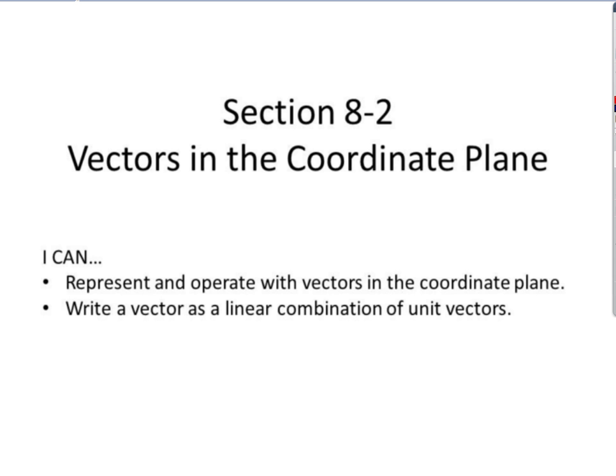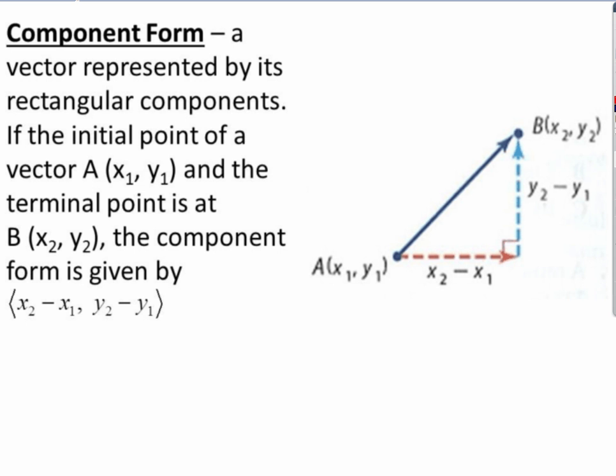This is section 8.2, part A, vectors in the coordinate plane. Your I can statements: I can represent and operate with vectors in the coordinate plane, and I can write a vector as a linear combination of unit vectors. So component form is a vector represented by its rectangular components.